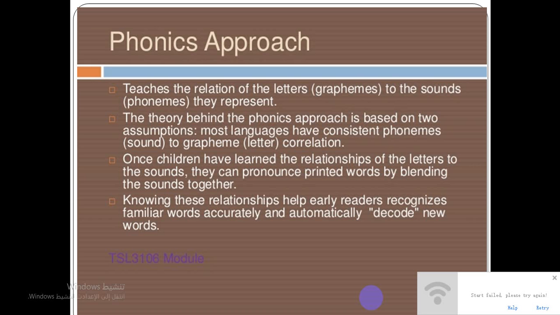The theory behind the phonics approach is based on two assumptions. Most languages have consistent phoneme, sound, to grapheme, letter, correlation. When children have learned the relationship of the letters to the sounds, they can pronounce printed words by blending the sounds together. Knowing these relationships helps early readers recognize familiar words accurately and automatically decode new words.